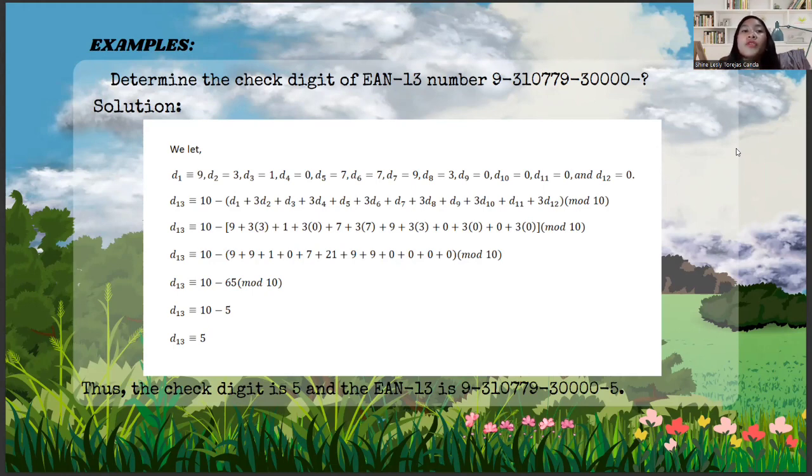So after multiplying, we are going to add all the digits in the parentheses. Now we have D sub 13 is congruent to 10 minus 65 modulo 10. So the remainder is 5. So 10 minus 5 is 5. Thus the check digit is 5 and the EAN 13 is 9310779300005. So that is all about UPC and the EAN 13.